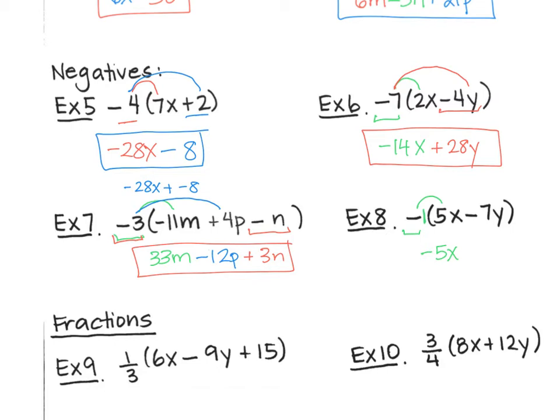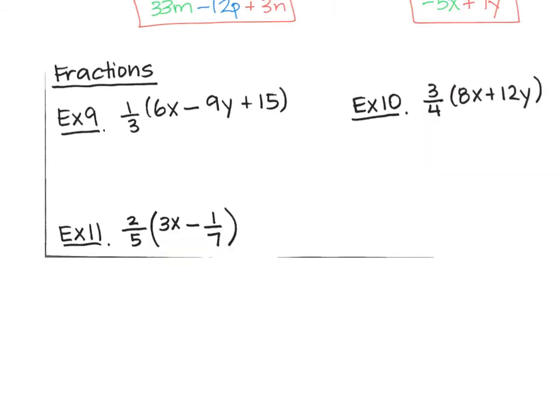And then if I do negative 1 times negative 7, negative times negative will make it a positive. 1 times 7 is 7, and then I'm going to keep the y. And then that's my final answer. And if you just distribute the negative from the first step, as long as we have the same final answer, you're fine. Okay, the last distributing examples are going to have fractions because I know you guys always love fractions.